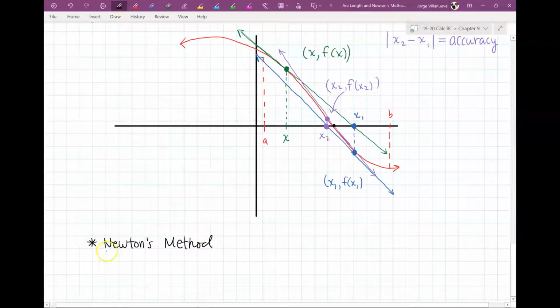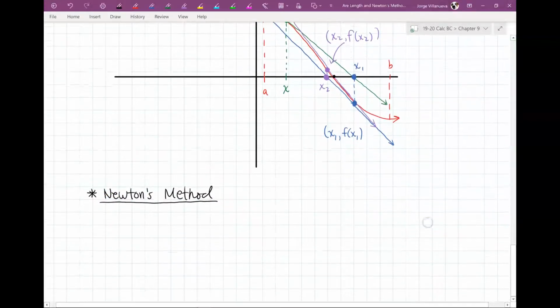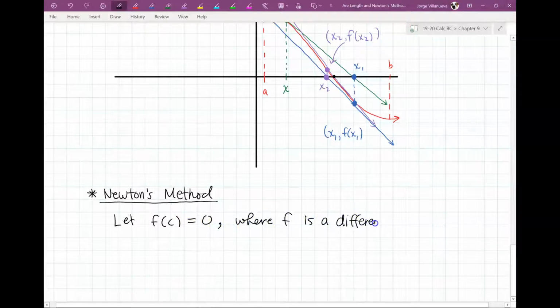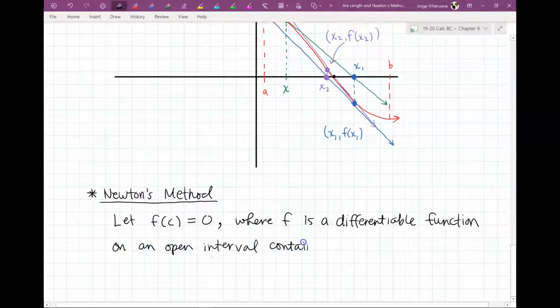Now there are 3 steps in a sense. I guess it could be more, but 3 main steps. Let f of c equal 0, where f is a differentiable function on an open interval containing c. Now what this means is make sure that there's a 0 that exists. Because if a 0 doesn't exist, then you're about to go on an endeavor that's never going to end. So make sure that a 0 exists.